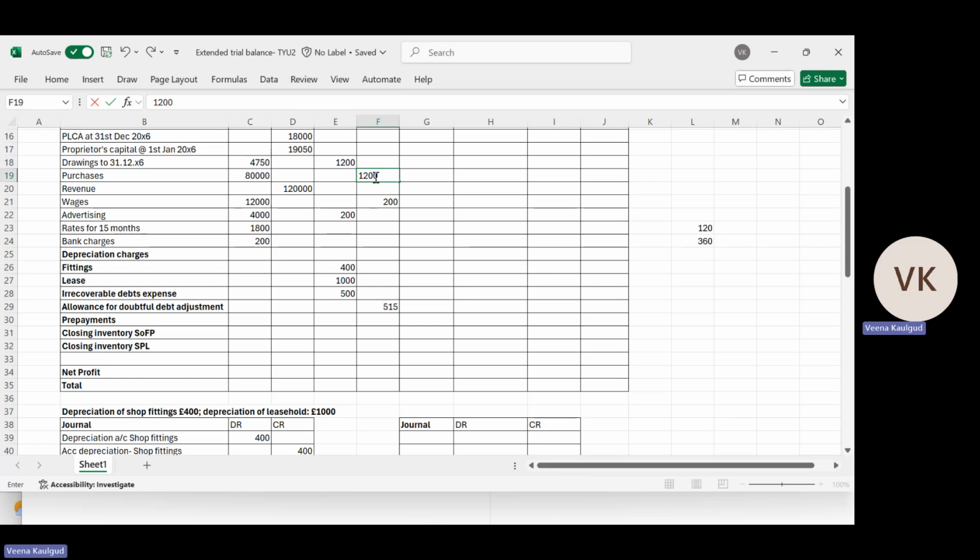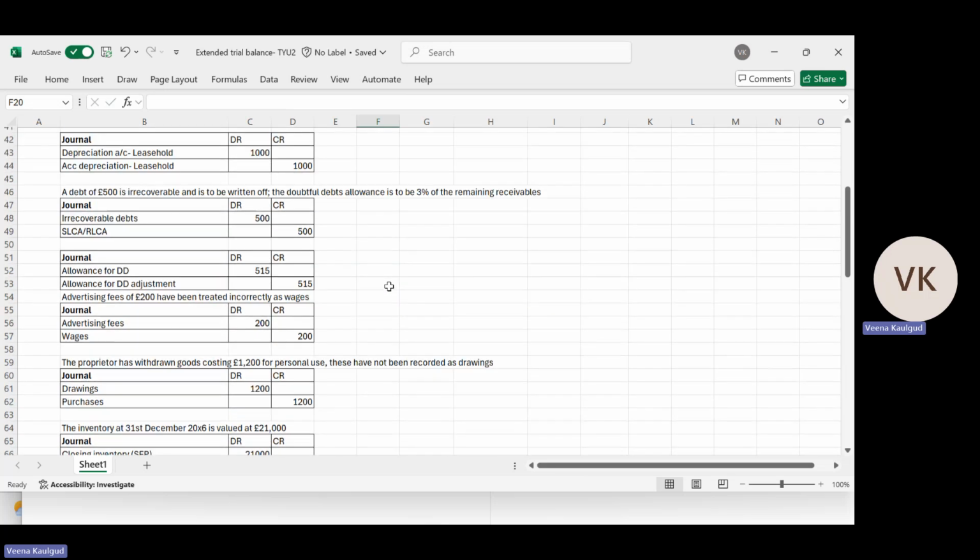So what did I do? I just found the journal. The journal was drawings debit, purchases credit. So I find the accounts from here. Drawings debit, purchases credit. I literally just do the journal. I put the numbers on the extended trial balance. That's all I'm doing right now.